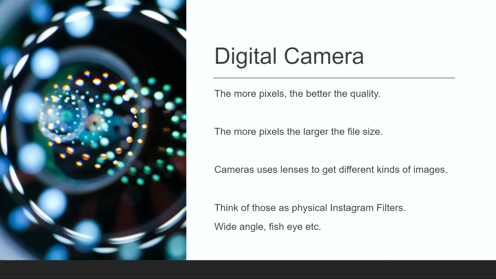Next, we have digital cameras again. The more pixels, the better the quality. The more pixels, the larger the file size. Cameras use lenses to get different kinds of images. Think of those physical Instagram filters that you guys have. So there's wide angle, there's fisheye, there's one that gives you that blurry look, one that gives you that fade look. So camera lenses are physical things, and they do more or less exactly what your iPhone or Android phone would do with the Instagram filters or Snapchat filters, right?